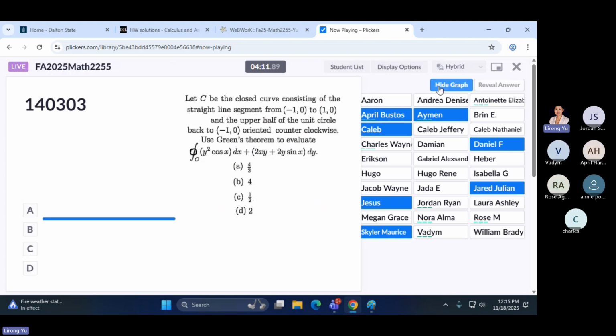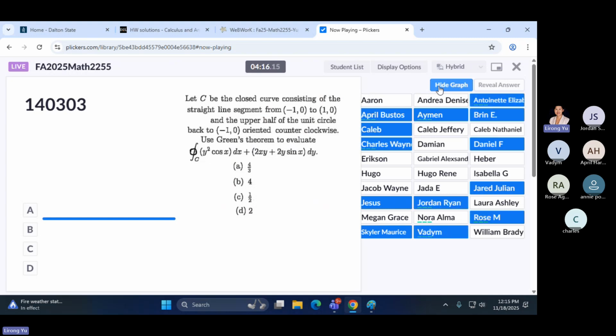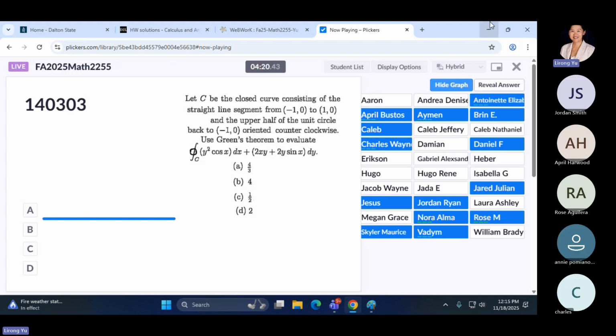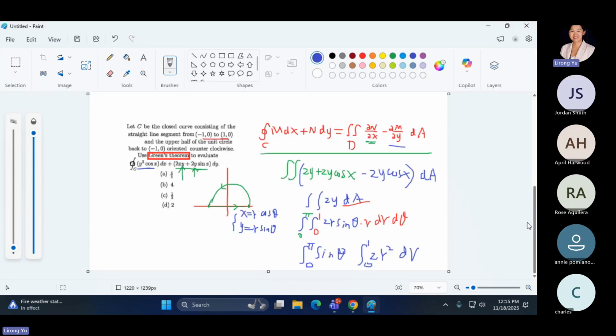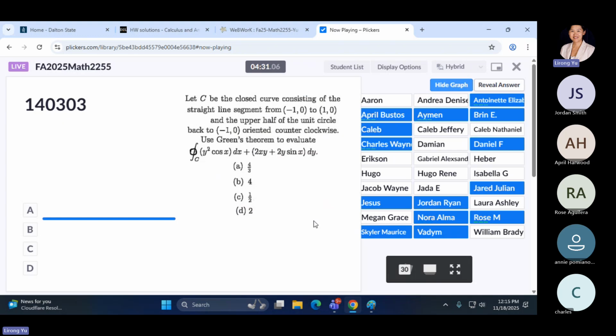You guys already submitted the final answer. Due to the calculation, it should be A. Don't forget to check your calculation. We should do this integration and we should have the answer. That's it for today. The answer is A.